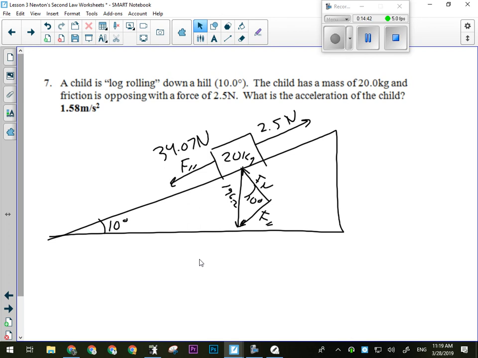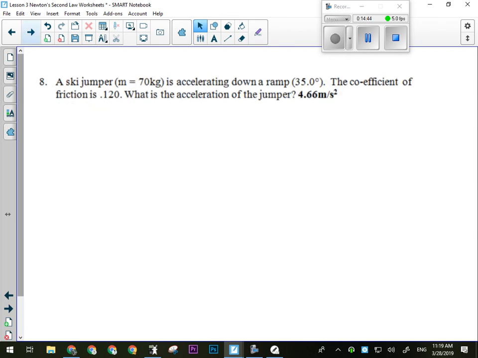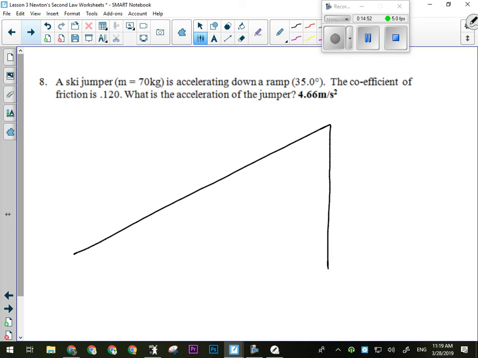Okay. How many people are done 8 again? Okay. Let's have a look at 8. So with a ski jumper, okay, we're going down a 35-degree ramp.